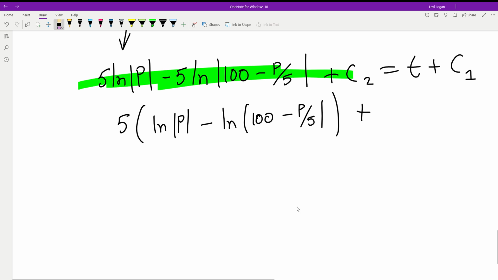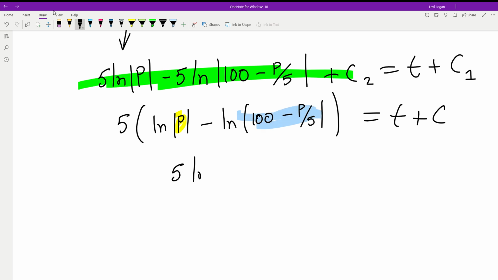So instead of writing two C's, I'm just going to combine them as just C in general. So here I'll be equal to T plus C, where this C here is effectively C1 minus C2. Okay? Right. Let's combine this using the log law. If you're minusing two logs with the same base, you can divide the inside. So this will be divided by that on the inside of a natural log.